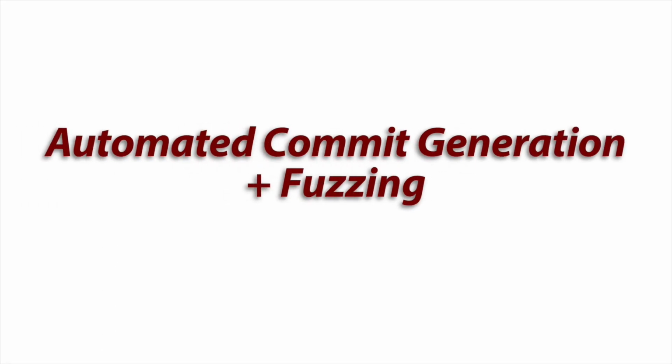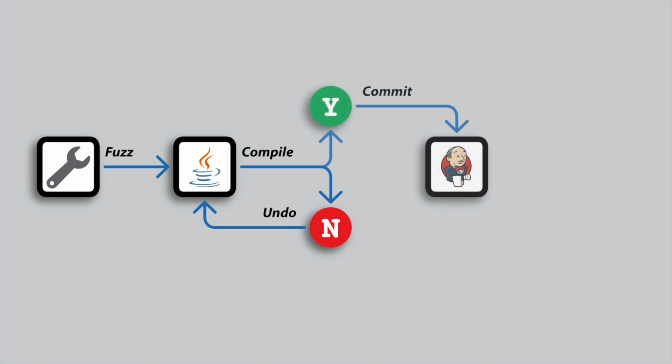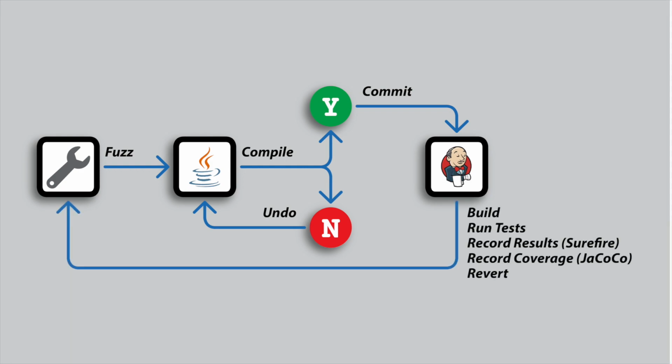The first task of this milestone was to create an automated fuzzing tool. The tool first randomly selects a set of predefined fuzzing operations and performs these on the Java source code. It then ensures that the code can compile, and if it can't, then it undoes the changes. If it can compile, the code is committed, which triggers a Jenkins build. During the build, test results and code coverage are recorded. When the build completes, the commit is reverted, and we repeat this process 100 times.